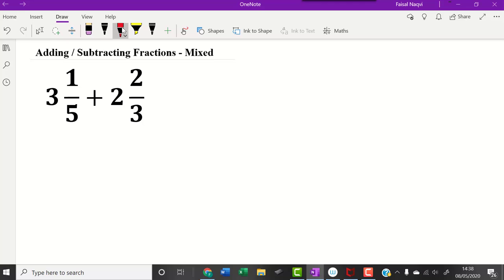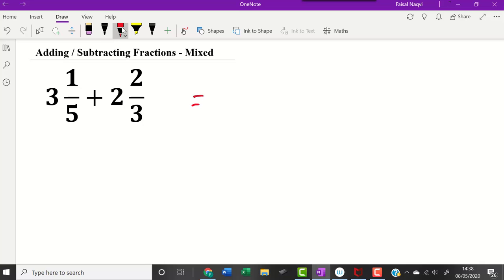In this example, we're adding mixed fractions. So if we take a look at this one, 3 1/5 plus 2 2/3. We know that we've got to make the denominators the same because we're adding fractions. But first, I've got to make the 3 1/5 into an improper fraction.